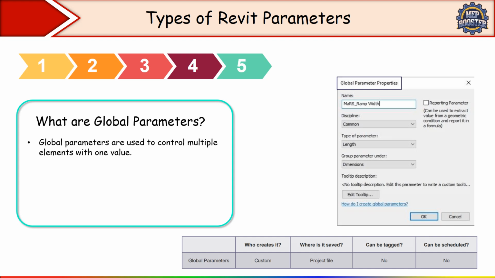So now why do global parameters exist? Imagine designing a shopping mall HVAC layout. All ceiling diffusers must stay 2400 mm from the wall. So you place 50 diffusers, 30 lights, 20 smoke detectors. If you manually set 2400 for each, it is very slow. So the solution is what here? Global parameter.